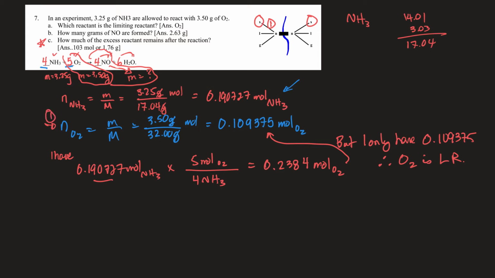And then step 2, to go across the river, let's do step 2 down here. Let's write the number of moles of oxygen I have, 0.109375 moles of oxygen, multiplied by, I have 5 moles of oxygen required to produce 4 moles of nitrogen monoxide. Okay, so let's take that and do that. So 0.109375 times 4 divided by 5.